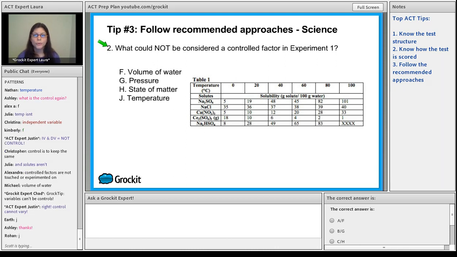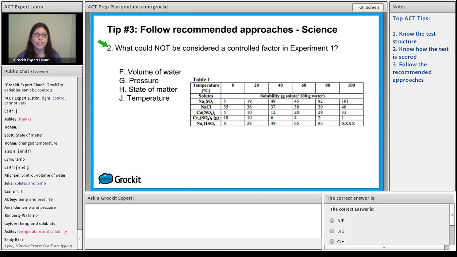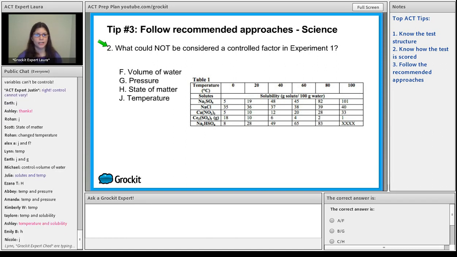So look for something that they either deliberately changed or deliberately measured. So what are 2 things in this experiment that they either changed or measured? What were those 2 things again? They did temperature and solubility. Yeah, so if there's one right there that's listed, you know for sure it's not a controlled factor. They were either changing it or they were measuring it, and those aren't controlled.